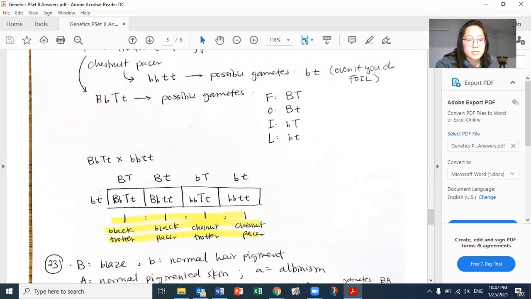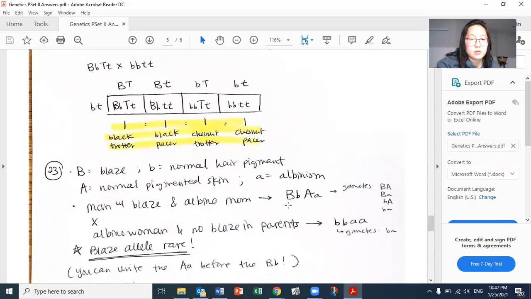Right, so that 1 gamete is over here from this parent, and these 4 gametes come from this parent. And you're going to get a ratio of 1 to 1 to 1 to 1 of all the combinations of black trotter, black pacer, chestnut trotter, and chestnut pacer. And that would be your phenotypic ratio.